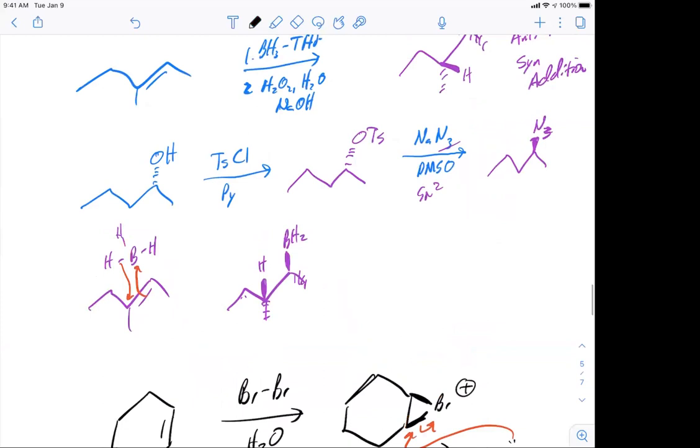Yes, so up here, it's the oxygen that's doing the attack on the tosylate, not the carbon. So there's no reaction at the carbon.